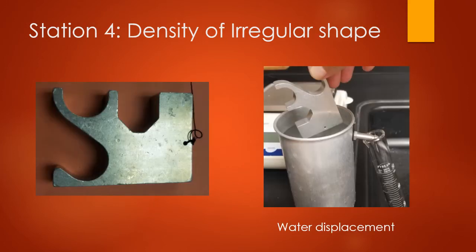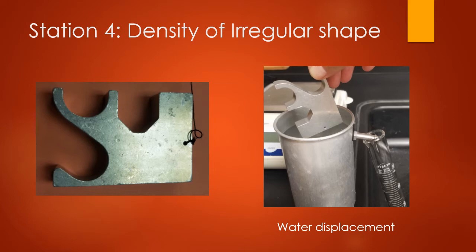Next is station 4. For station 4, we're going to calculate the density of an irregularly shaped object. You can see the object pictured on the left. Due to the shape of that object, we're not able to measure it with a ruler and do volume calculations to figure out what the volume should be. So instead, we're going to measure the volume of that object using a water displacement method.